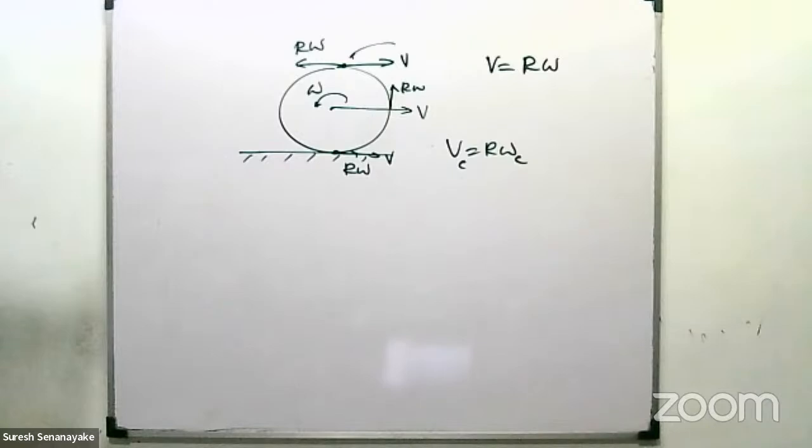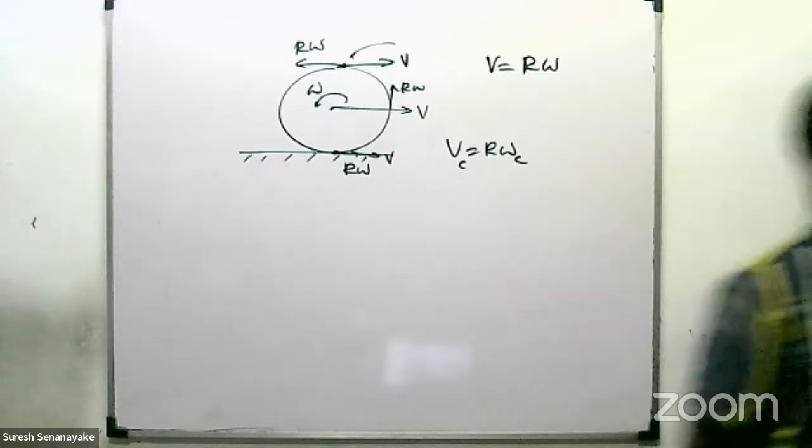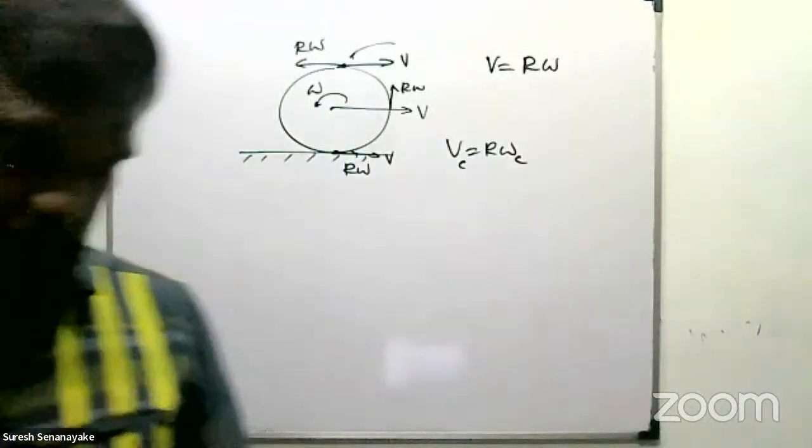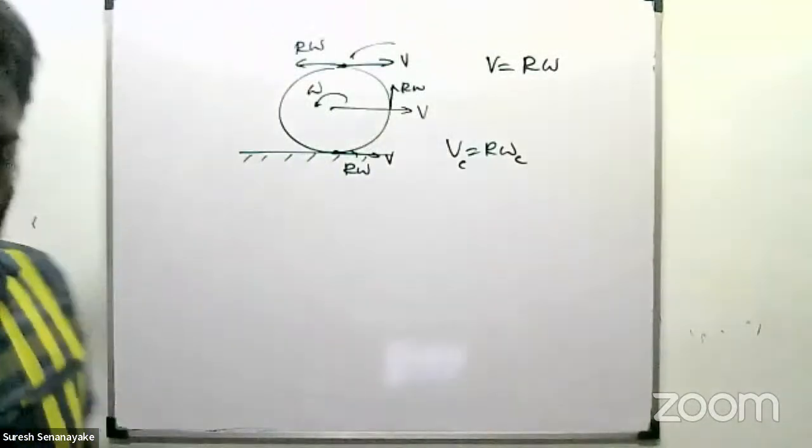The relative velocity should be equal to 0. Relative again, that's the velocity with respect to the ground. Velocity with respect to the ground should be equal to 0.